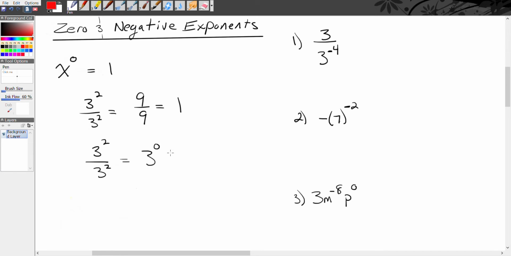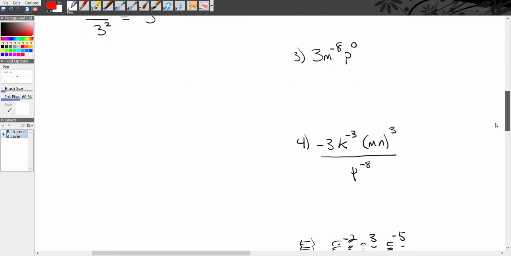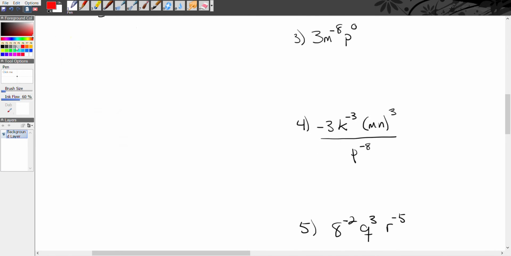So for that reason, 3 to the 0 power equals 1, because 3 to the 0 power represents a number being divided by itself, in this case 3 squared divided by 3 squared. That's a very simple explanation as to why any number to the 0 power equals 1. Then the negative exponents: what do negative exponents do?